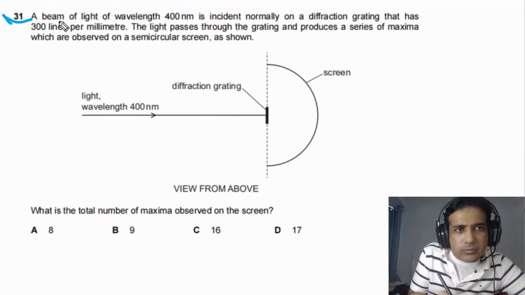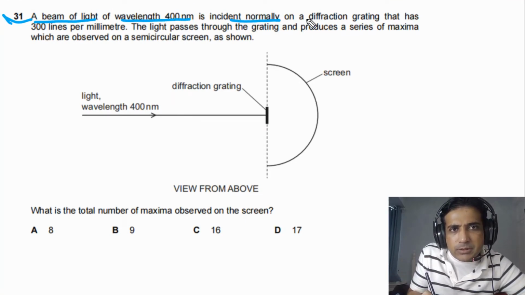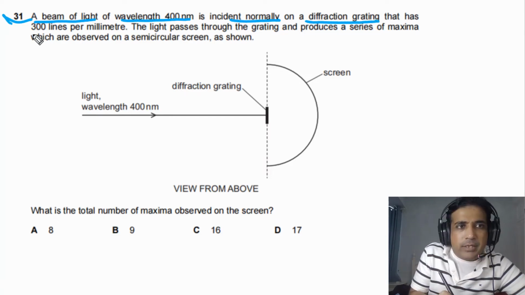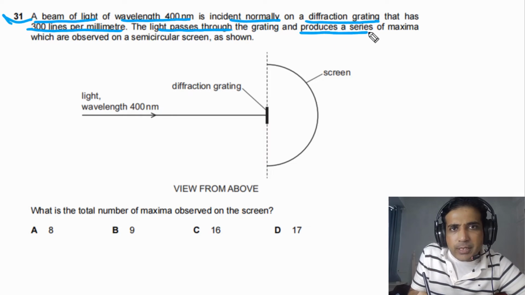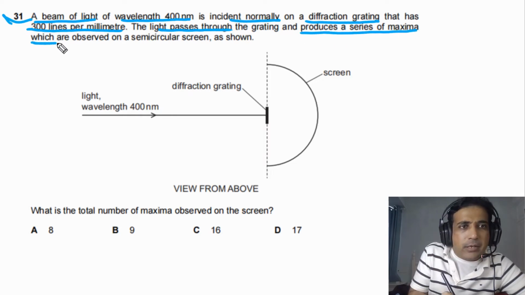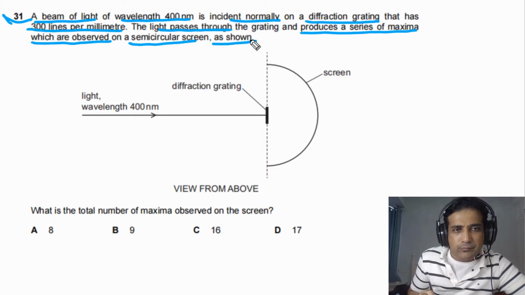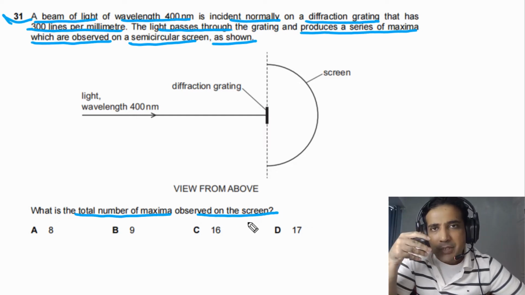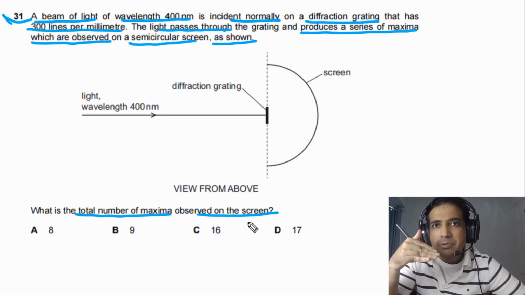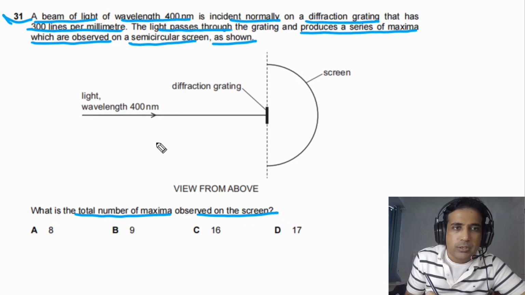For question number 31, we are given a beam of light of wavelength 400 nanometers incident normally on a diffraction grating that has 300 lines per millimeter. The light passes through the grating and produces a series of maxima, which are observed on a semi-circular screen as shown in the figure. We need to find the total number of maxima observed on the screen. So first of all, we can calculate the total number of maxima on one side of the center maxima, and then we can calculate the total number of maxima.